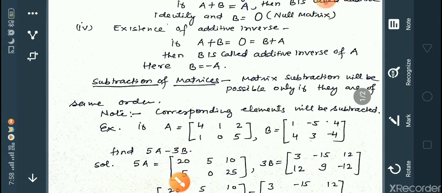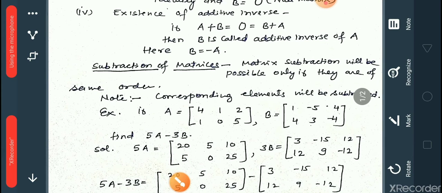As for addition, the same property follows for subtraction. Matrix subtraction will be possible only if they are of the same order. It is also so for addition of matrices. Note, corresponding elements will be subtracted. This also happens with addition of matrices. So I think there is no difference between addition of matrices and subtraction of matrices.